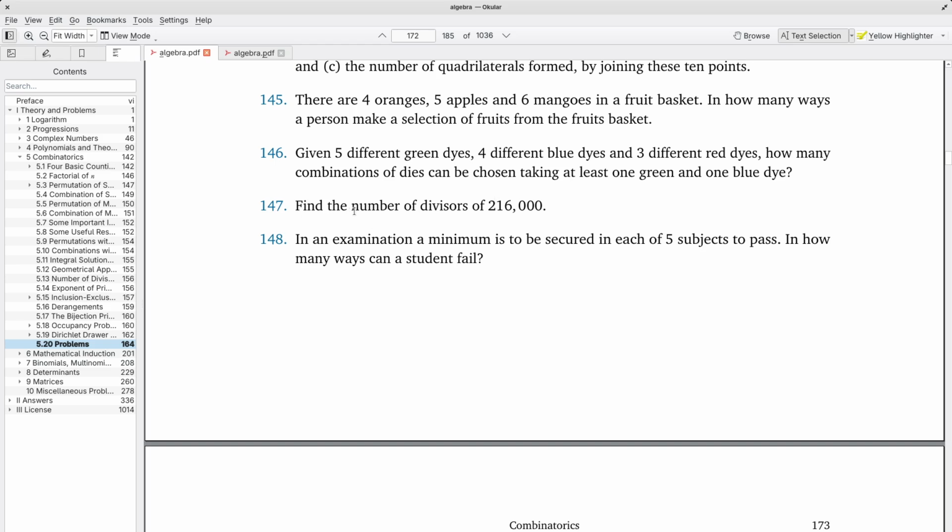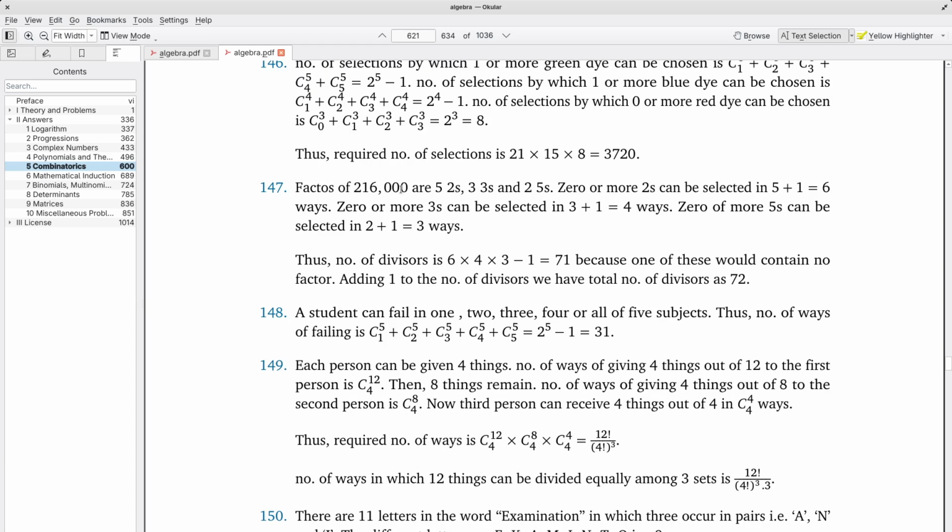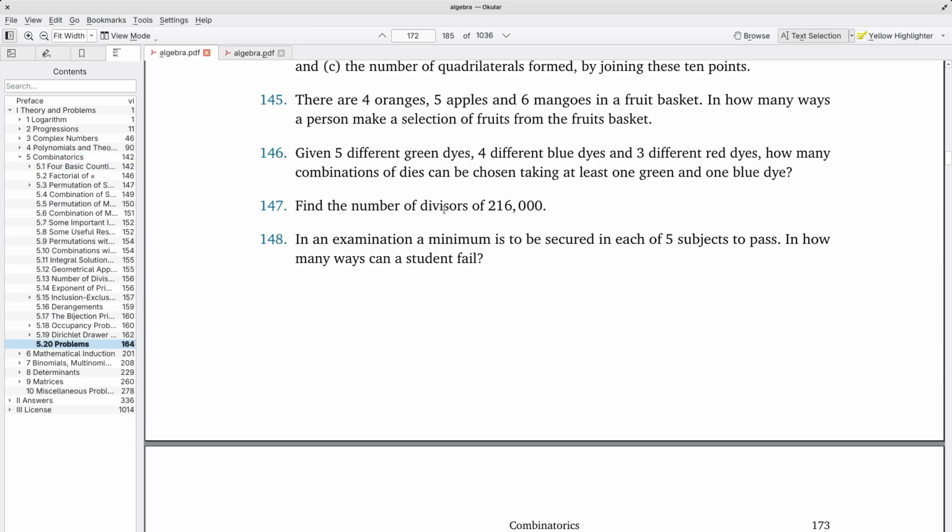Question 147 says that find the number of divisors of 216,000. So the factors of 216,000 are 5 2's, 3 3's, and 2 5's. 0 or more 2's can be selected in 5 plus 1 ways, that is 6. 0 or more 3's can be selected in 4 ways, and 0 or more 5's can be selected in 3 ways. So the total number of divisors is 6 multiplied by 4 multiplied by 3, that is 72. And we count 1 as well because 1 will divide the number as well. So we get the total number of divisors as 72.